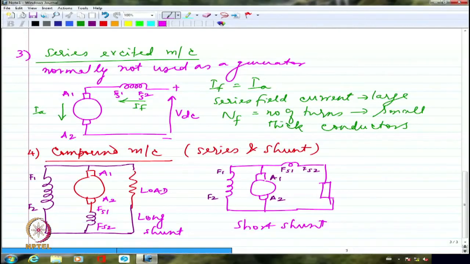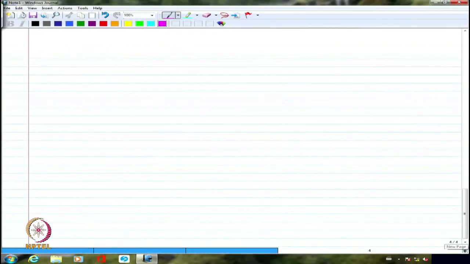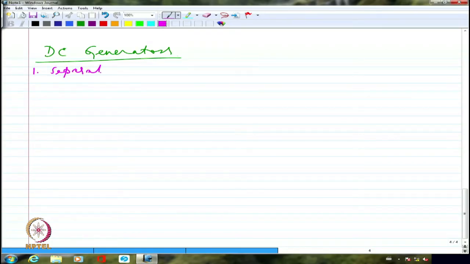We'll start off with generator operation. Having seen the different configurations, we will look at the implication of these connections as and when we discuss the characteristics. When we load the machine, what happens? We'll look at that as we look at the characteristics of the machine. So first of all, I'm going to discuss DC generators, and out of that, the first thing we are going to discuss is the separately excited DC generator.